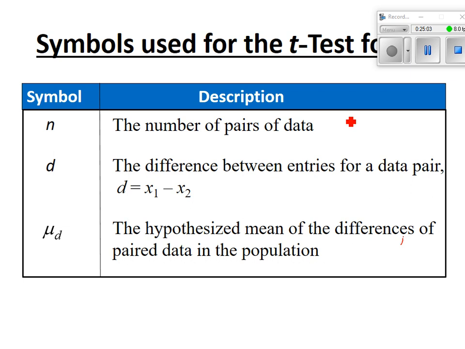The number of pairs of data is n. I don't know that I'd write any of this down. This is just telling you what each one is. MD. We're going to use that instead of mu1 and mu2 like we've been using. MD is gonna go in our H0 and our HA.